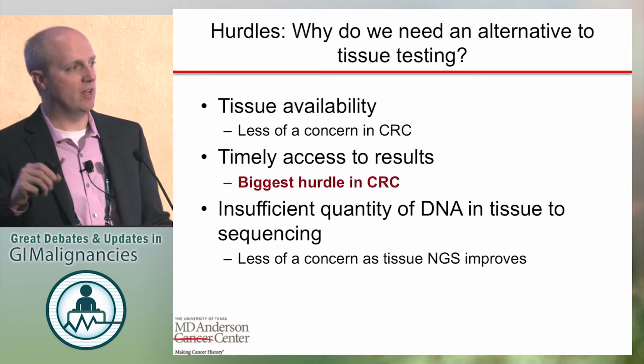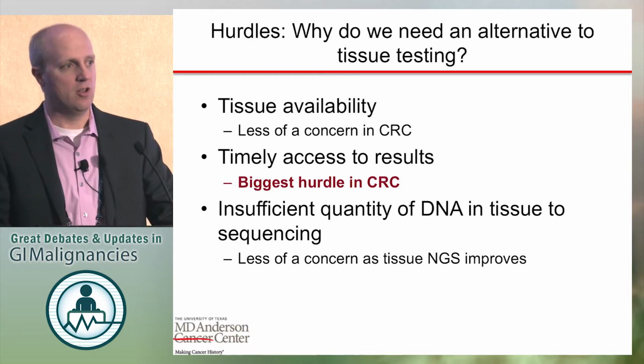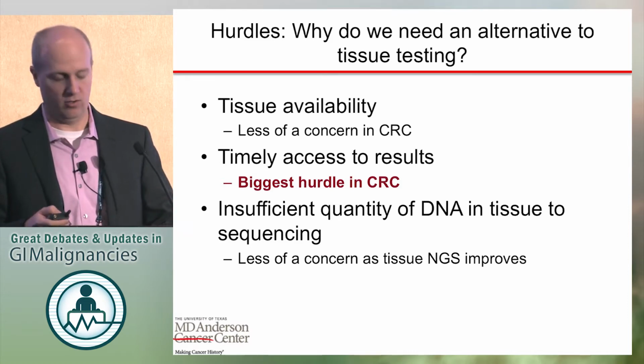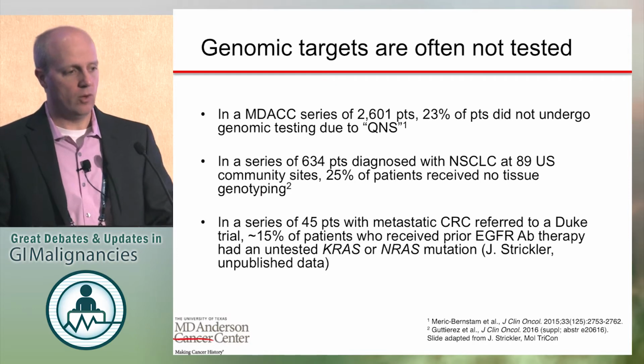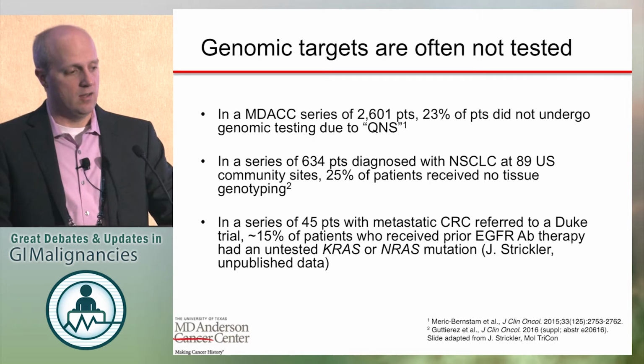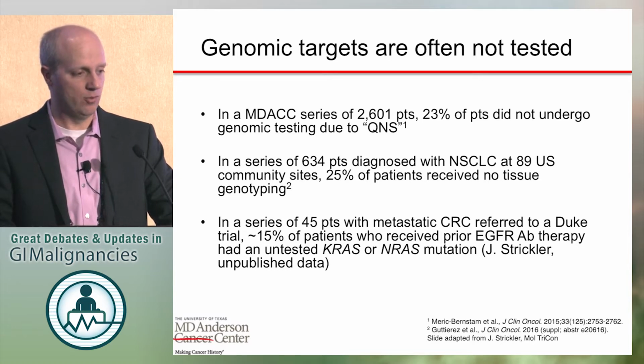You may remember back when Sanger sequencing was the law of the land, there was plenty of DNA quantity, but the quality was not sufficient. But that's been less of a concern now. So I think there's a recognition that we can still do better in terms of how many patients we're testing. In an older series from MD Anderson, there's a good proportion of patients where tissue testing was requested, but QNS, quantity not sufficient, came back as the result.